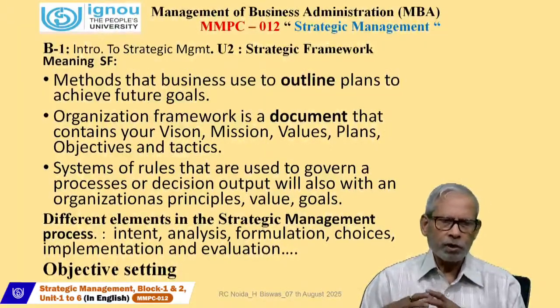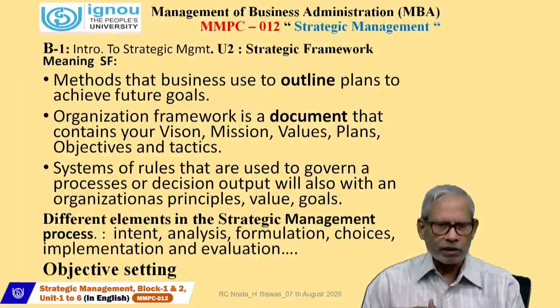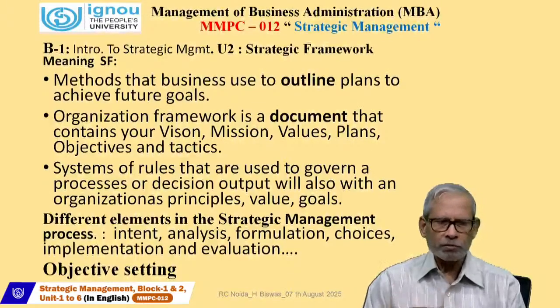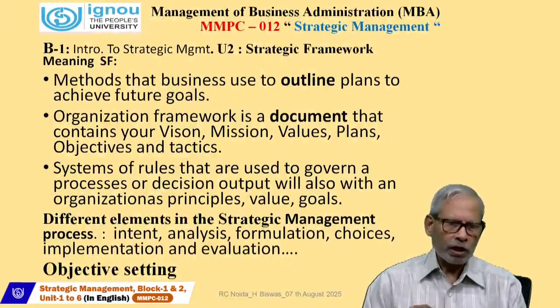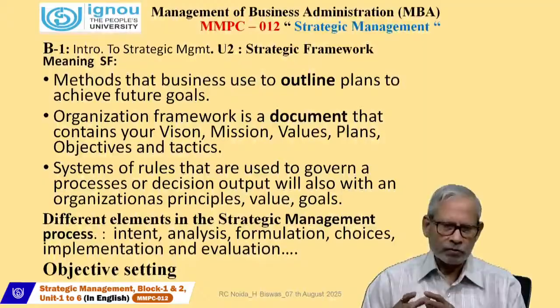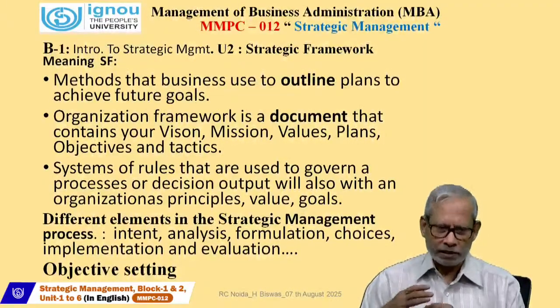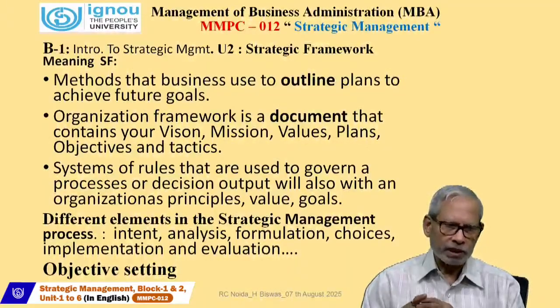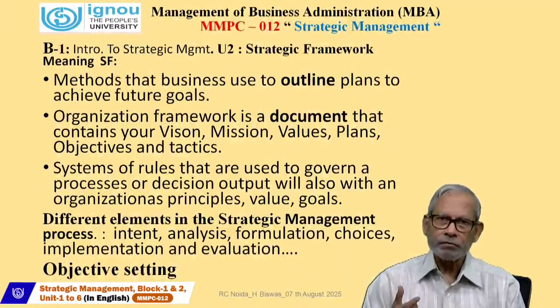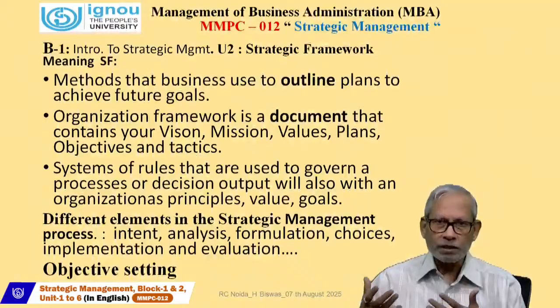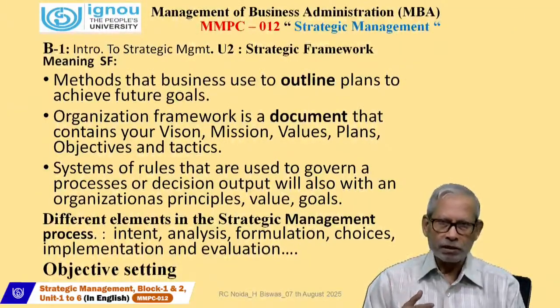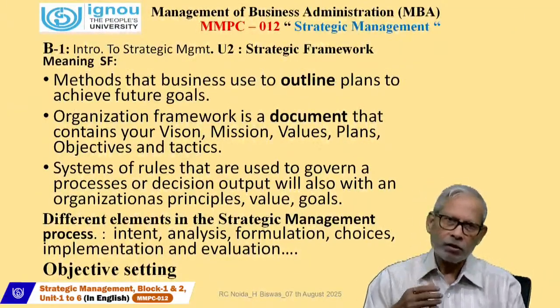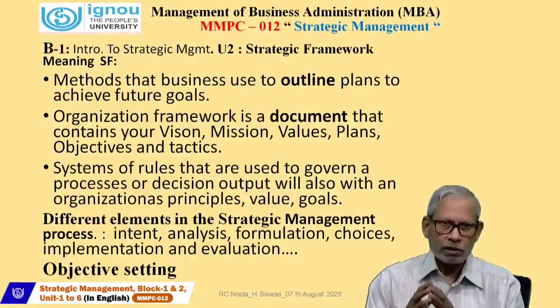So the system of rules, the process of decision output, the organization principles, the value principles. So there are different elements in strategic management. First is the intent: what is basically the intention of these strategies, is it really correct or not, realistic or not, achievable or not. That is the main thing.